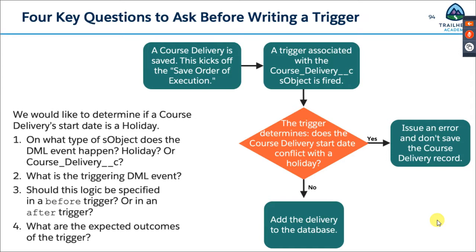Now, what is the triggering DML event? We have 4 options: insert, update, delete, undelete. Are you going to be building a before or an after trigger? Remember, the question here is what you're going to be doing with the trigger. If you're going to update records, then it's probably going to be a before. If you're going to create other records, then it's going to be an after. And then, last but not least, what's the outcome of the trigger? What do you want the trigger to do?